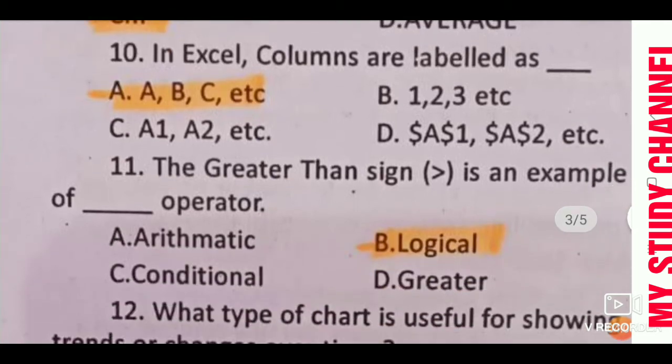The greater than sign is an example of a dash operator. Here A is arithmetic, B is logical, C is conditional, D is greater. The greater than sign is an example of a logical operator. So option B is the right answer.